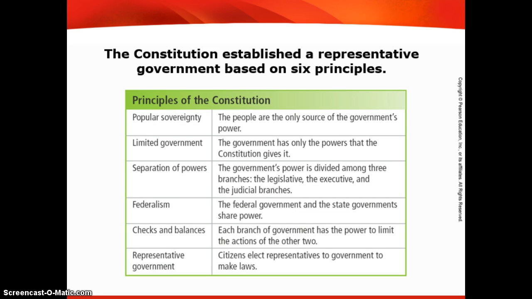The Constitution established a representative government based on 6 principles. Listed are 6 very important principles of the Constitution. Remember, the Constitution is a short document which allows for amendments later and even describes how these amendments are to be voted on right in the document.